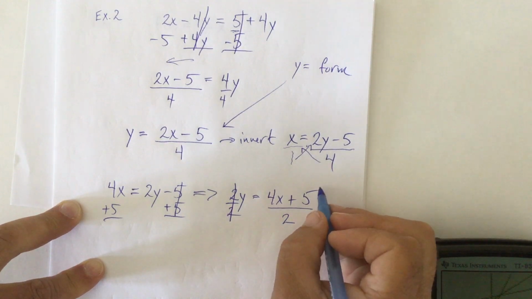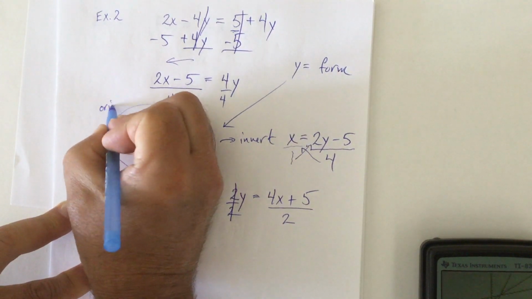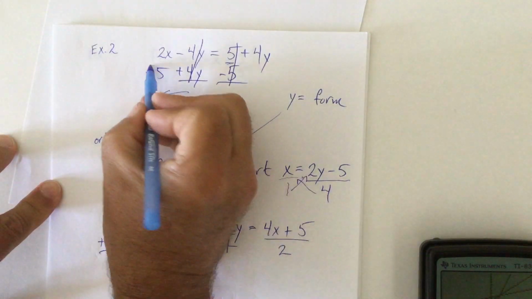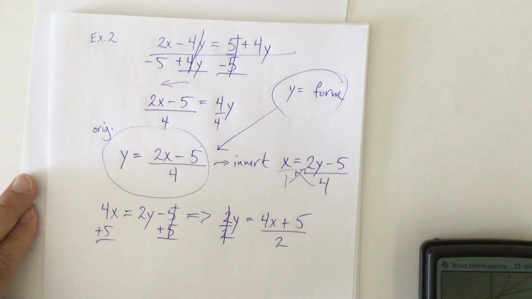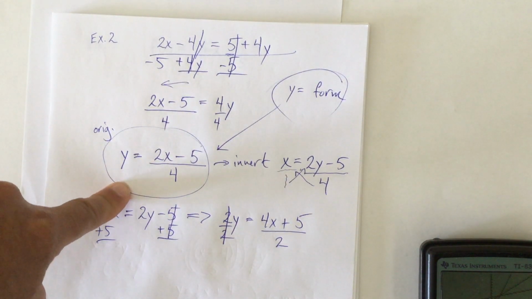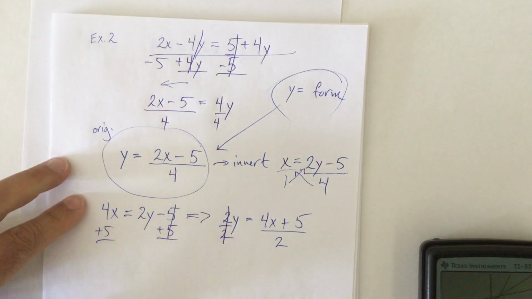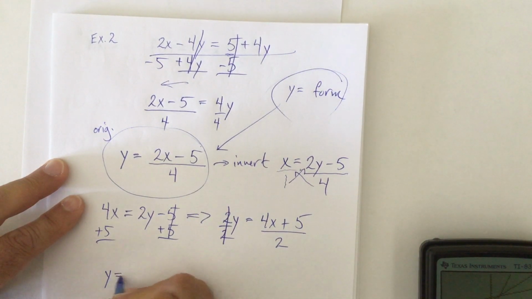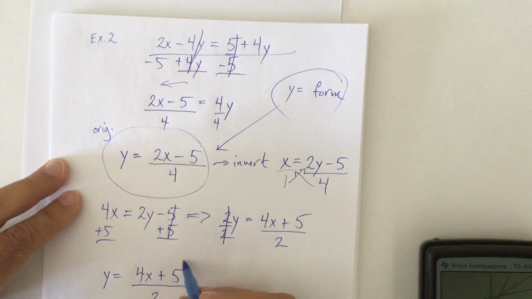Now, this original, there's my original. And you're like, no, it isn't. Way up here at the top, that's the original. No, no, no. I got to get it in y equals form to find its inverse. So this counts as being the original. Okay. Down here, this guy right here, y equals, I'm just going to rewrite it. y equals 4x plus 5 over 2. That guy's my inverse.